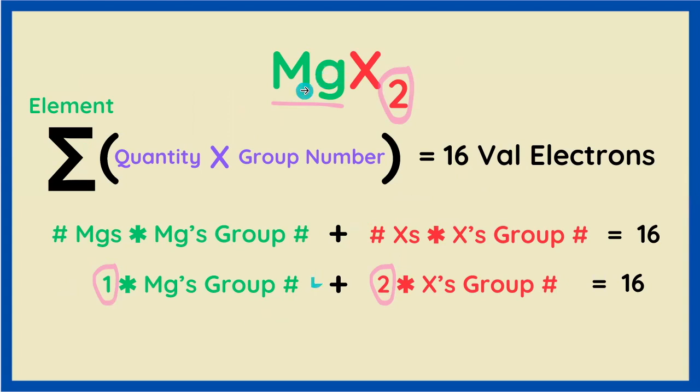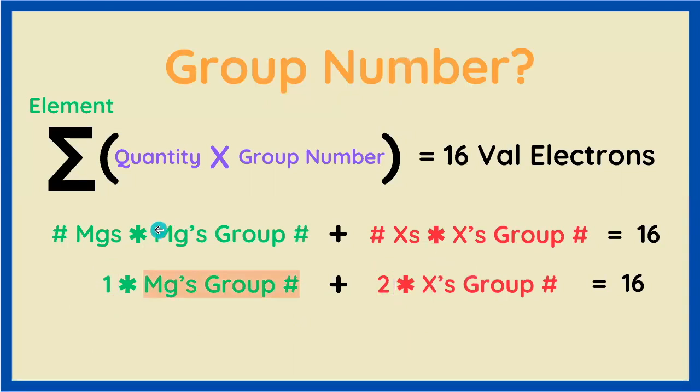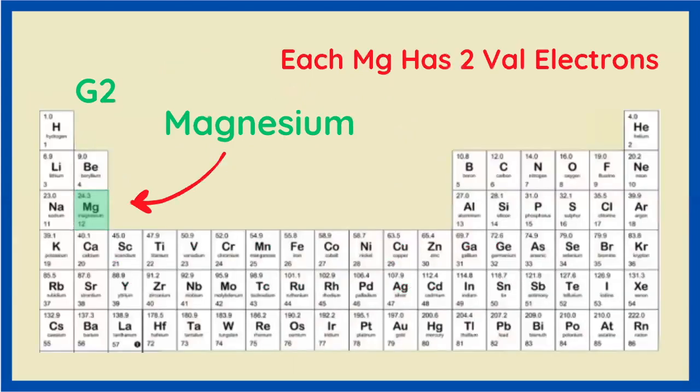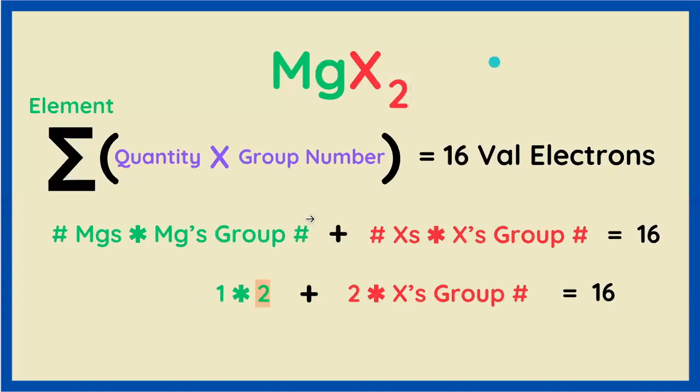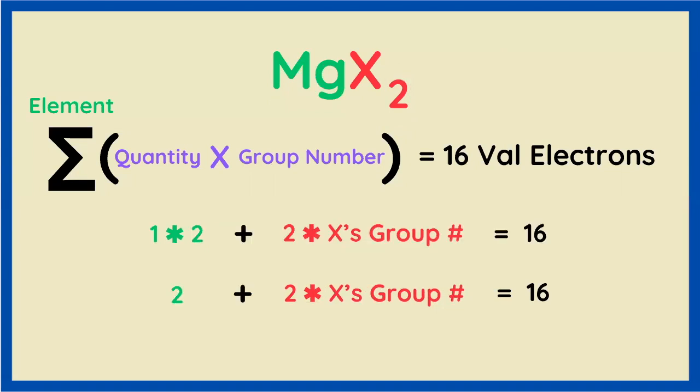There's 1 magnesium and there's 2 of our mystery element, so we can already plug in 1 and 2 into these places respectively. Also, do we know magnesium's group number? Obviously, we don't know X's group number if we don't know what X is, but in fact we do. Magnesium is going to be in group 2. So that means that each atom of magnesium has 2 valence electrons. So that's why the total number of valence electrons that Mg contributes is going to be 1 times 2, and that's 2.